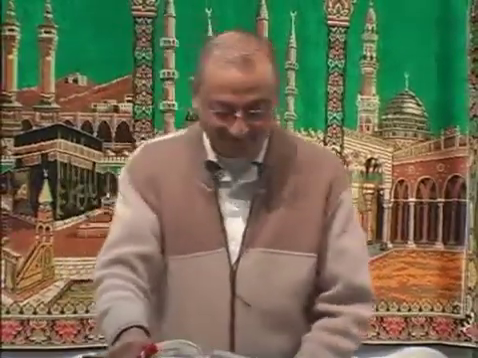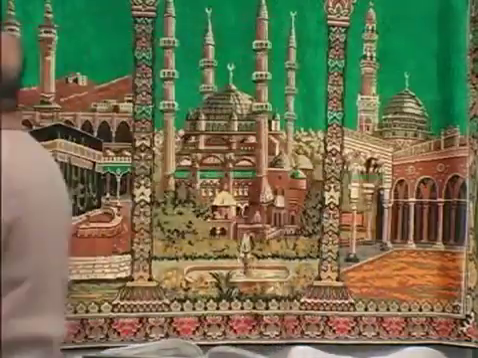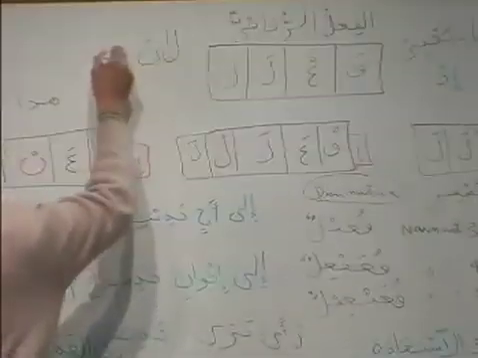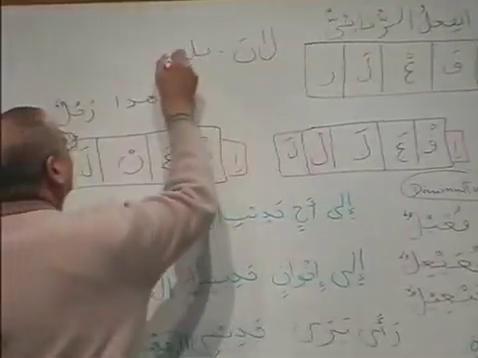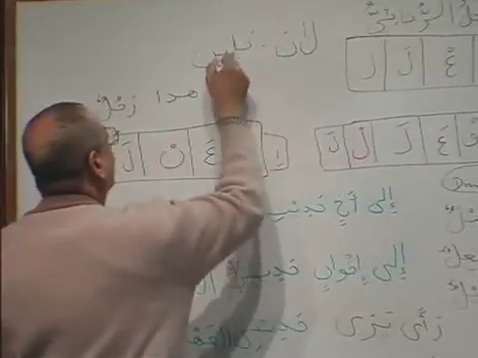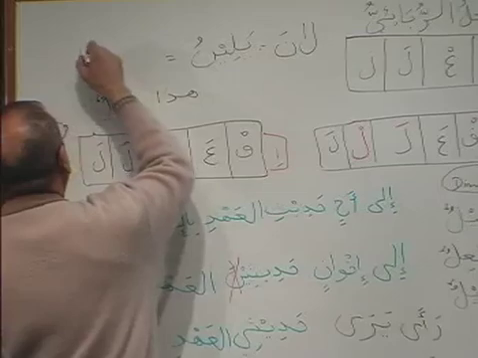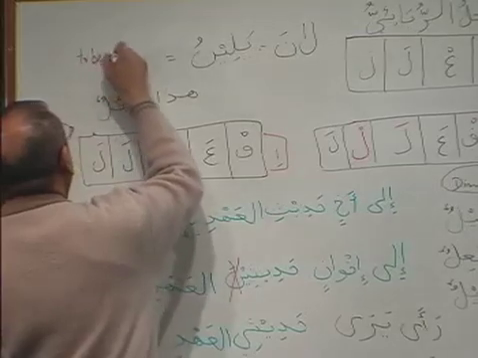Then what happens? Thumma talinu. What is the meaning of talinu, brother? What is the madi? Lana. What is the madi, brothers and sisters? Lana. Yalinu. To become soft.